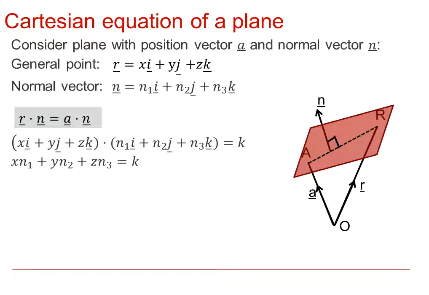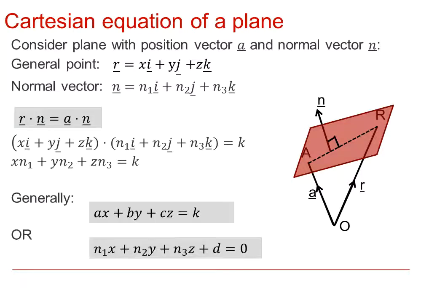So here, to get to the Cartesian form, we're using x, y, z for our general point, n1, n2, n3 as the normal vector, and when we dot a with n we will get a constant term, here referred to as k. So once we've done the dot product on the left hand side, we have two variations of the equation of a plane in Cartesian form.